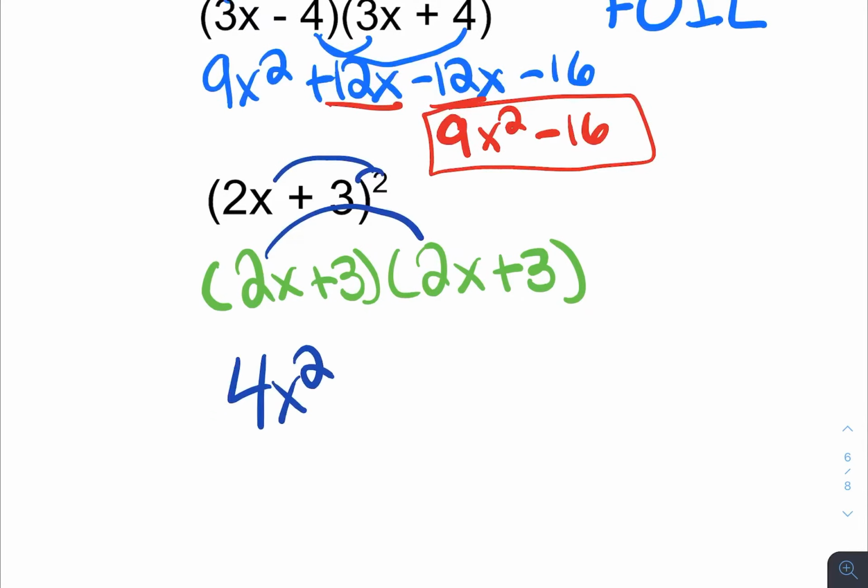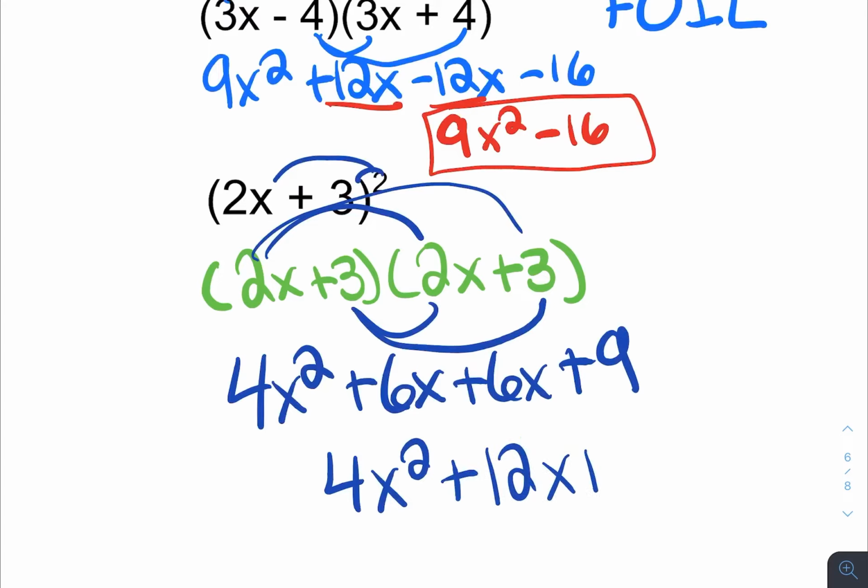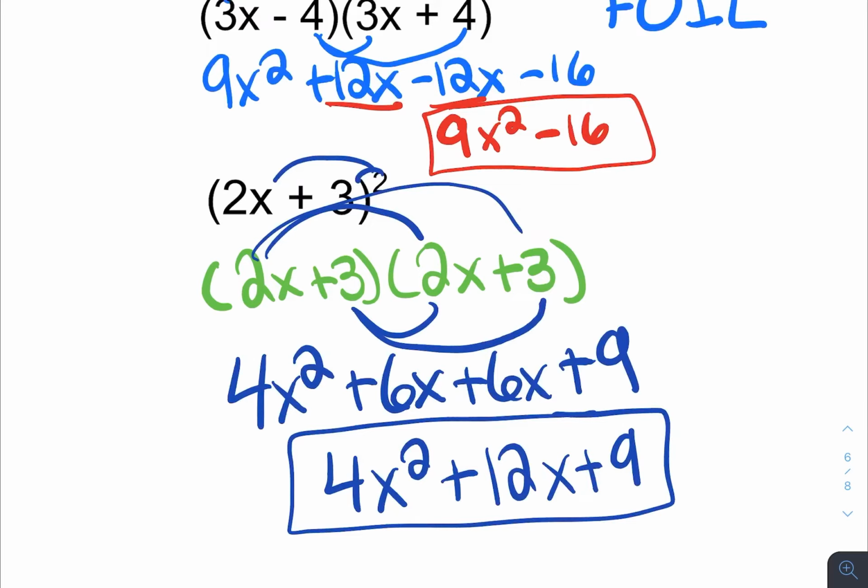So we get 4x squared plus 6x plus 6x plus 9, for a final answer of 4x squared plus 12x plus 9.